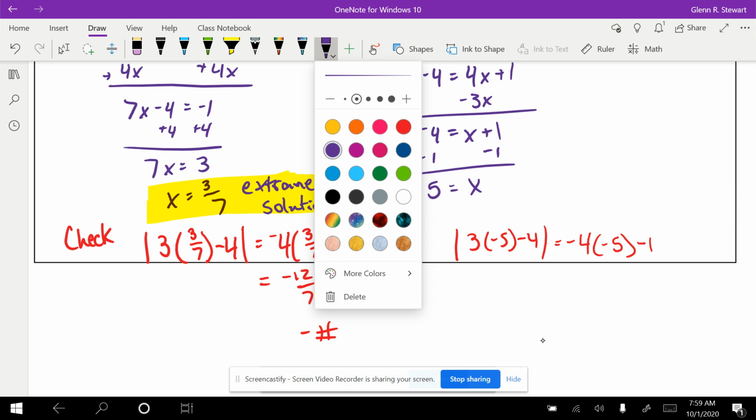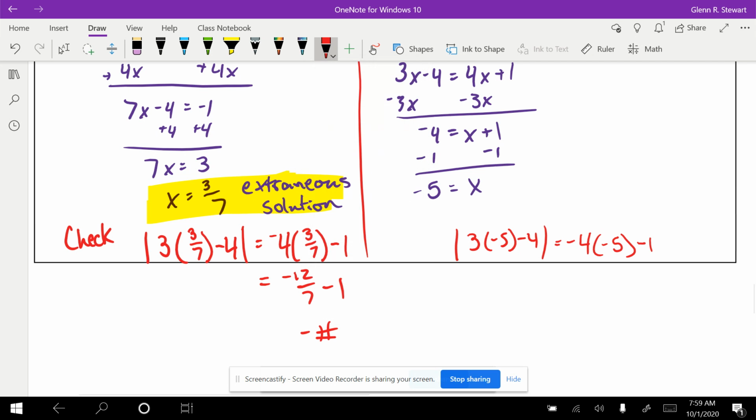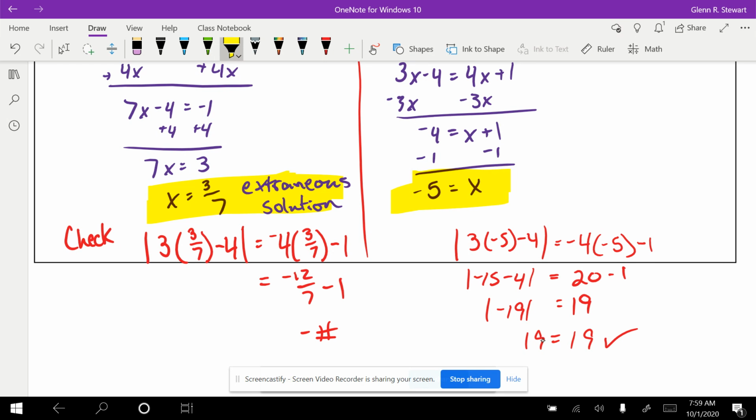It's one that you get as an answer, but you plug it back in and it makes no sense at all. On the other side of things here, I end up with 20 minus 1, which is 19. So since that's positive, I just need to make sure that the absolute value ends up being the same number, which in this case, it's going to be absolute value of negative 15 minus 4, which gives us absolute value of negative 19. So 19 is equal to 19. So negative 5 is a solution. And it's your only solution in this problem.